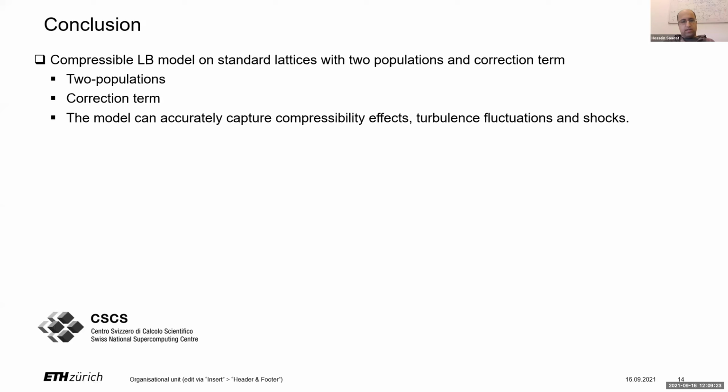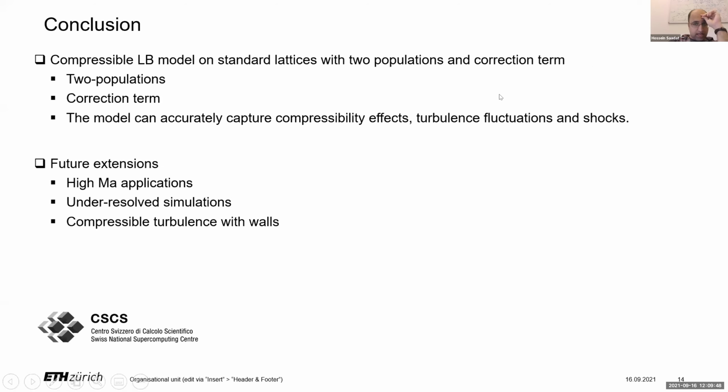So in conclusion, what we did here is that we proposed a compressible lattice Boltzmann model in a two-population framework, and with the help of extended equilibrium, we showed that the model can simulate compressible turbulent flows, and it can capture the compressibility effects, turbulence fluctuations, and also shocks.